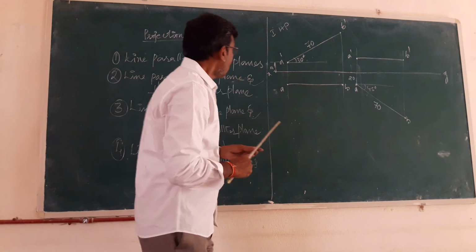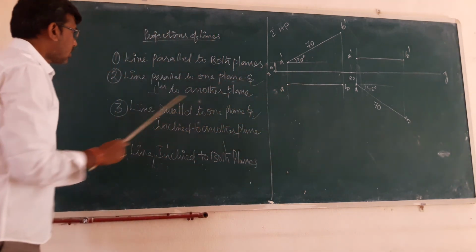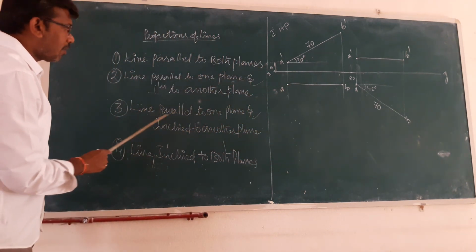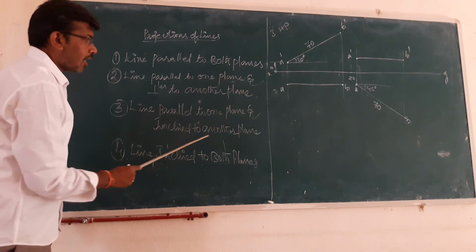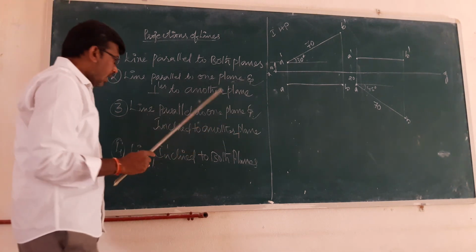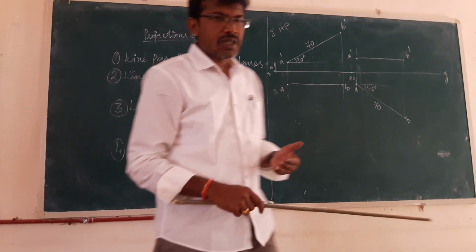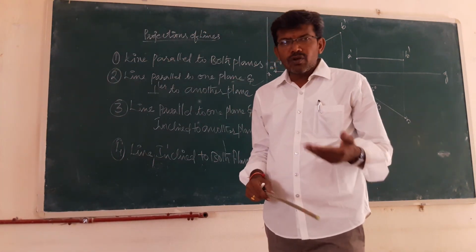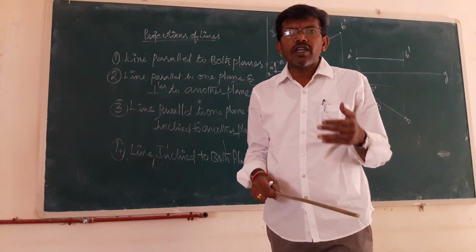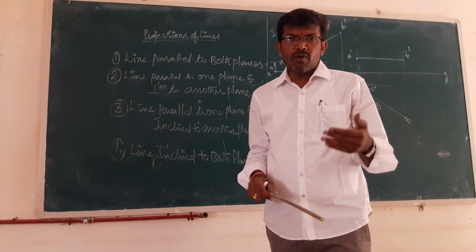So here is how to notice the third condition, that is a line parallel to one plane and inclined to the other plane. And coming to the last point, it is a little bit confusing, but there is no confusion if you go step by step. We will see it.